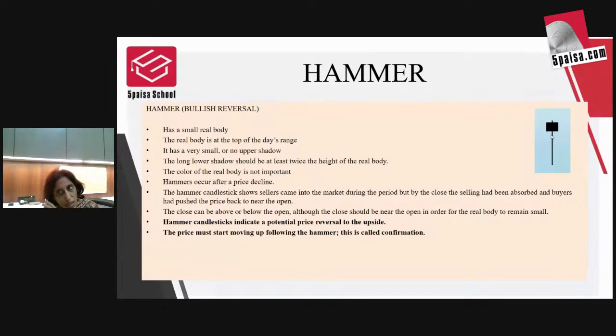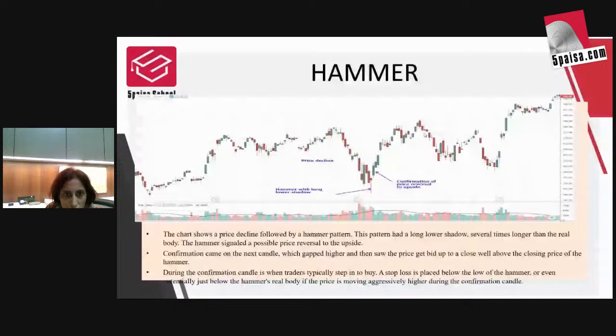You witness a hammer, and then you see what the market sentiment is on the very next day, and if it is a little bit bullish, then it indicates that the price reversal will be towards the upside. So the price must start moving up following the hammer, and this will confirm that the reversal on the upside is going to happen. If you look at this particular chart, you can see the hammer over here. The real body is at the top of the upper wick, and the real body is also very small. Look at the lower shadow. It appeared that the sellers were dominating the market, but eventually the buyers came back and pulled the prices up.